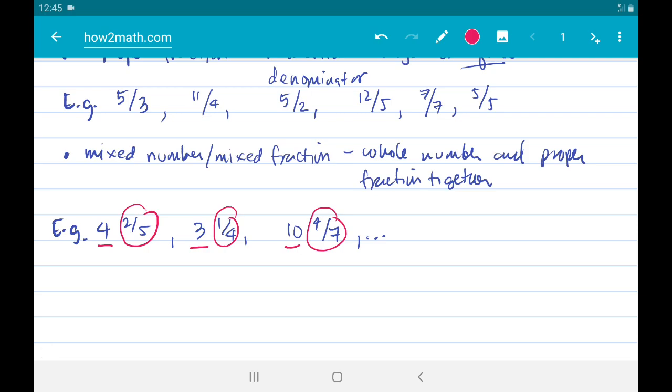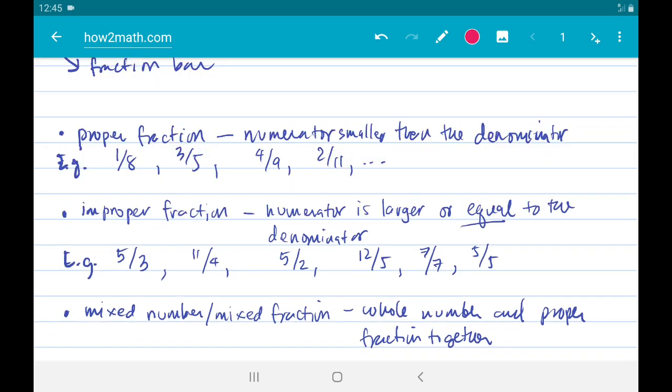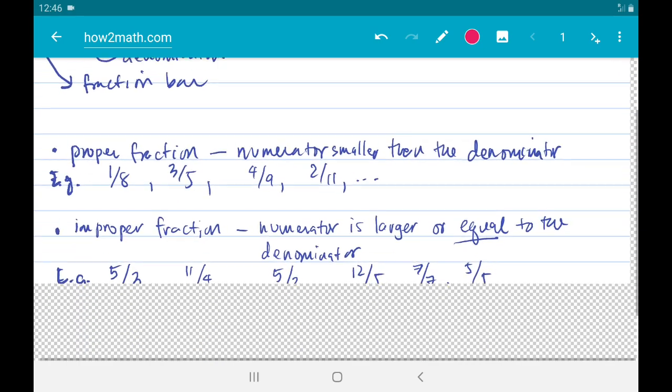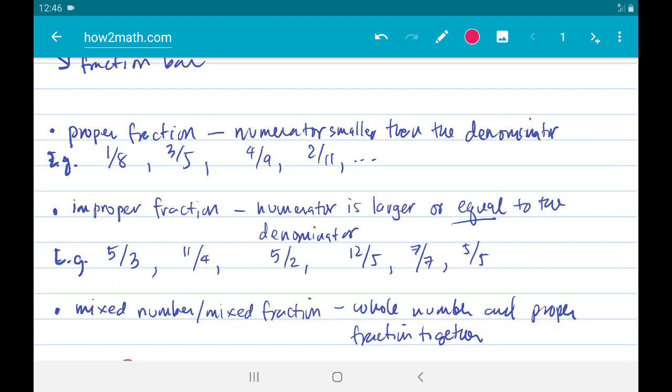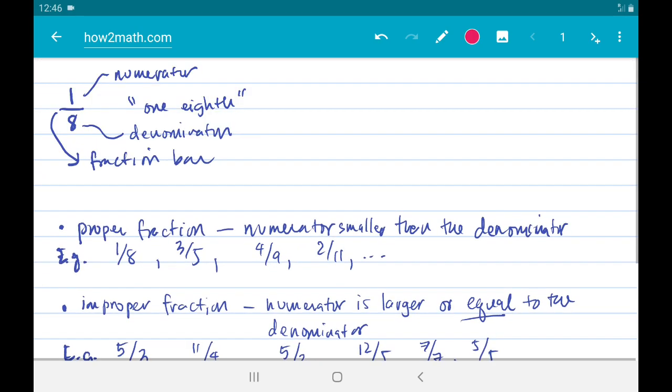Okay, that's it. Our discussion is on the types of fractions, which relates the numerator and the denominator.